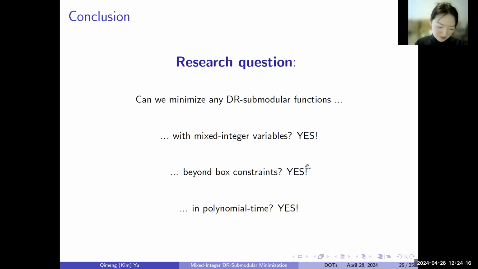All right, so at this point, we have successfully addressed all of these research questions. Yes, we can minimize any DR-submodular functions with a mixture of continuous and general integer variables. And this includes pure continuous and pure integer cases as just special cases. And we can go beyond the box constraints and tackle additional, optional, monotonicity constraints. Oh, and the whole problem can be exactly solved in polynomial time.